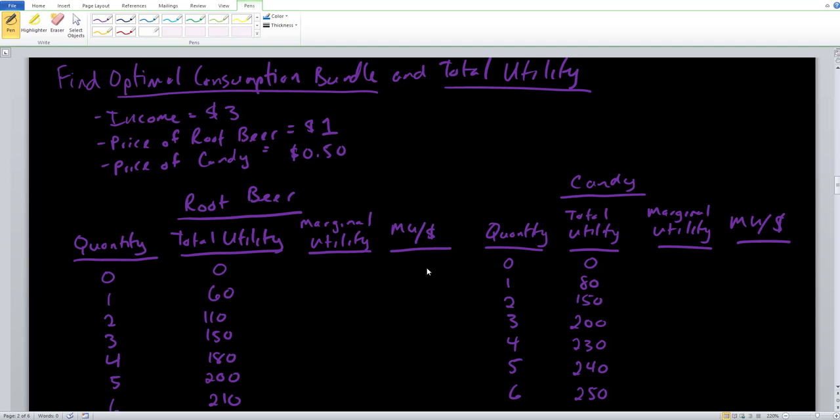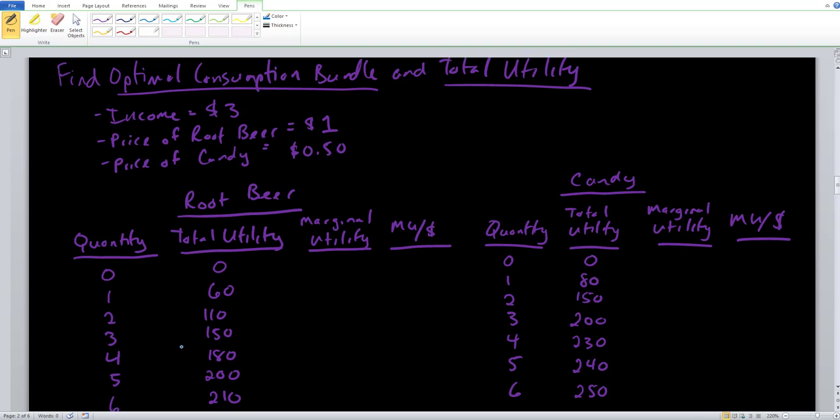Remember, the two most important columns that we want to build up are the marginal utility per dollar, as you can see right here. In order for us to see what the optimum consumption bundle is, we need marginal utility per dollar for both of these goods, the bang for your buck. This is exactly how we're going to be making this decision. However, in order to get marginal utility per dollar, we need marginal utility, which depends on total utility itself.